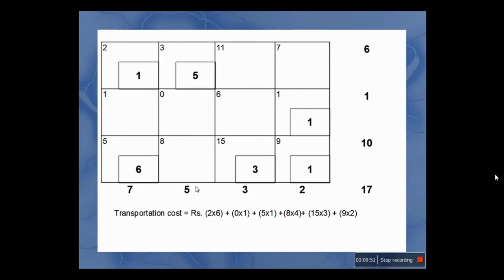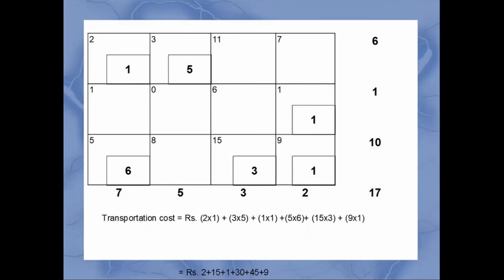Now transferring the allocations and finding the transportation cost, we will get a cost of 102 rupees, which is smaller than the cost we have got from any other methods. So VAM method is the most optimal method. If you want to find the optimal solution, we will use and prefer to use the VAM method.